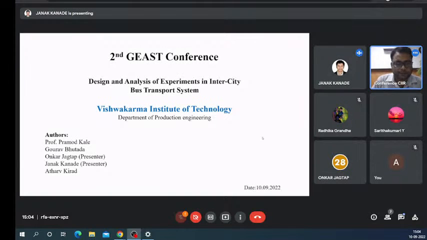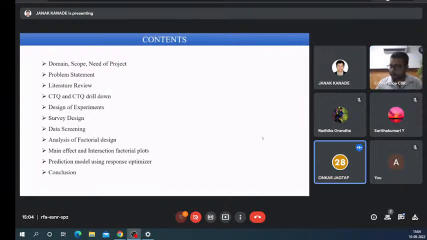Yes, we can start. Okay, so I along with my team member Omkar Jagtap will be presenting today. Good afternoon, sir. We, the students of Vishwakarma Institute of Technology, are going to present our topic, which is design and analysis of experiments in intercity bus transport system. These are the contents of our presentation.